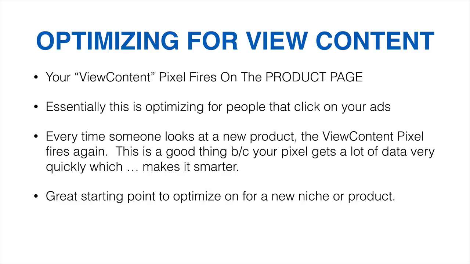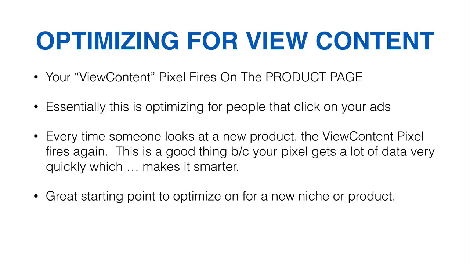So view content pixel fires are very easy to get because it's just browsers. But these are very valuable people because they would not click on your ad and they wouldn't view the product if they weren't very interested in it, okay? So Facebook starts right here. Facebook starts to learn who is interested in your product, okay? Maybe they're not buyers, but at least who is interested in your product.